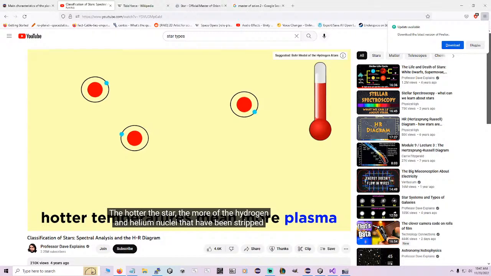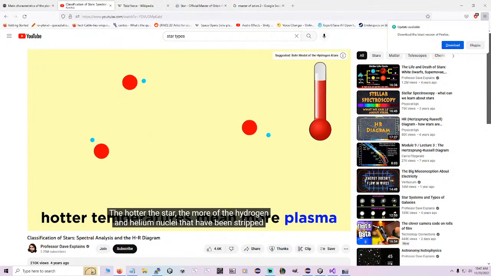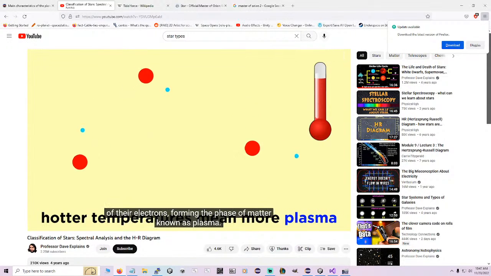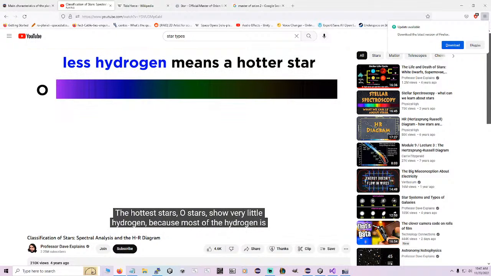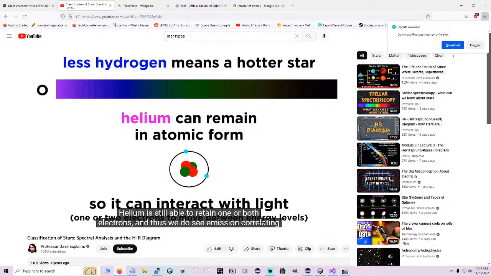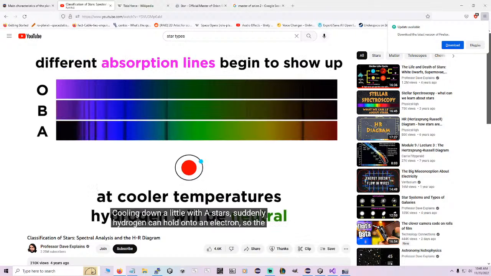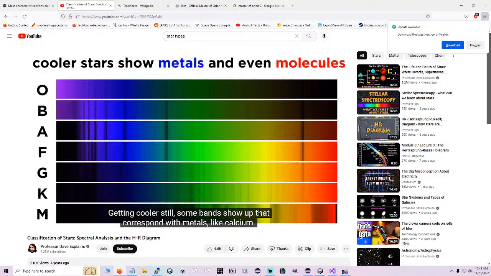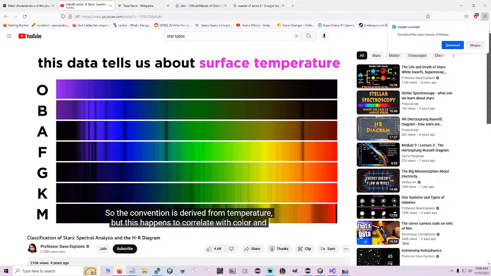The hotter the star, the more of the hydrogen and helium nuclei that have been stripped of their electrons, forming the phase of matter known as plasma. The hottest stars, O stars, show very little hydrogen because most of the hydrogen is without an electron and thus can't absorb and emit light. Helium is still able to retain one or both electrons, and thus we do see emission correlating with helium. Cooling down a little with A stars, suddenly hydrogen can hold on to an electron, so the spectrum changes. Getting cooler still, some bands show up that correspond with metals, like calcium. So the convention is derived from temperature, but this happens to correlate with color and size as well.